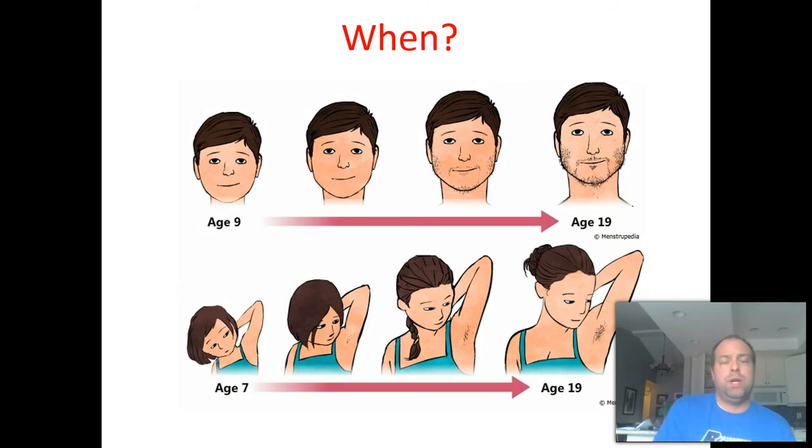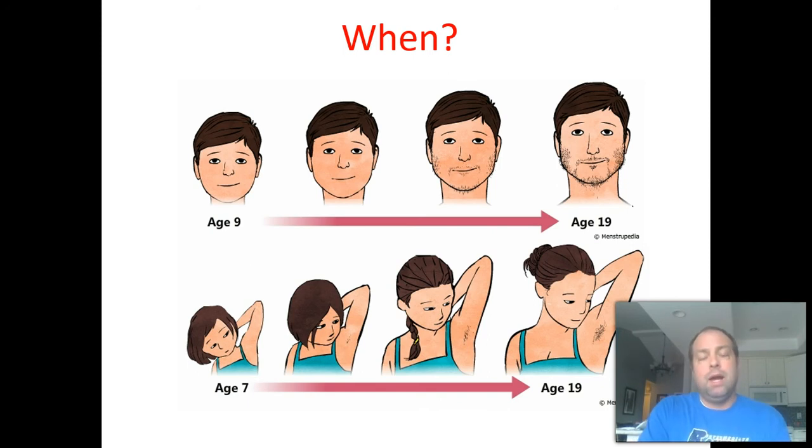When does sexual reproduction occur? Sexual reproduction can start to occur at the age of puberty. When does puberty occur? Well, it's different for both boys and girls. Puberty for boys starts about the age of 9. Puberty for girls about the age of 7. However, we're all a little different. And because we're different, puberty can start a little earlier or a little later.